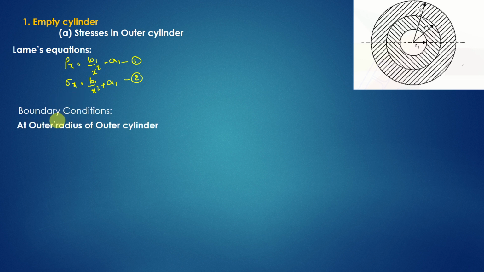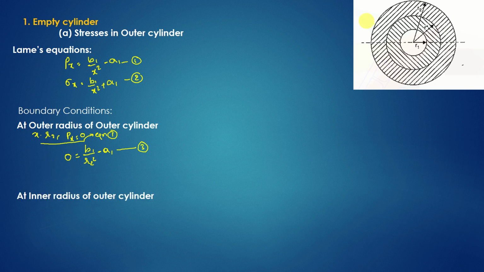So what are boundary conditions? Let us see outer radius of outer cylinder. So outer boundary, that is at radius r2. So x is equal to r2, and what happens to px? Px will be 0. So let us substitute these two in equation 1. What will we get? In the place of px I will substitute 0, b1 by, in the place of x I will substitute r2 square minus a1. Take it as equation number 3, right? And another boundary is inner radius of outer cylinder.